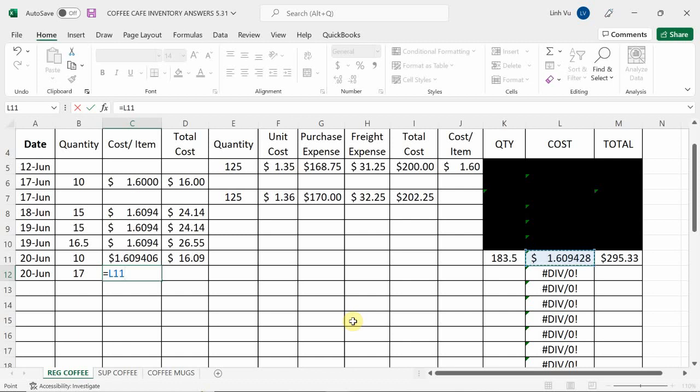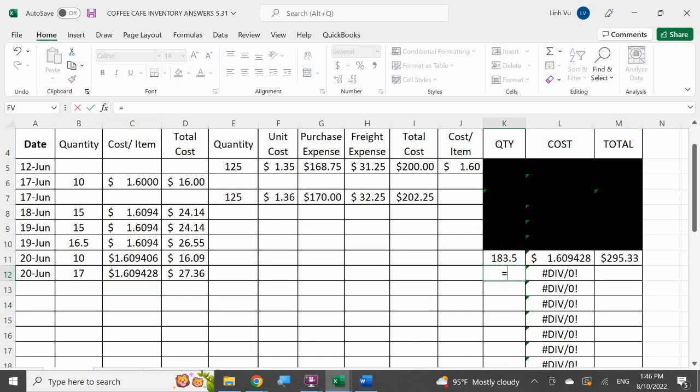Somebody? We're doing inventory. Okay, it's at the cost of 1.609428. Good. So what's my grand total? Go ahead. The total is 27.36. So as soon as I push enter in that cost per item, Excel is picking up what I am doing here. So it has calculated for me $27.36. Good. So let's go ahead and update just the 17.